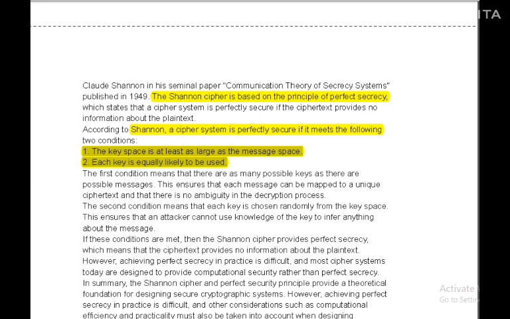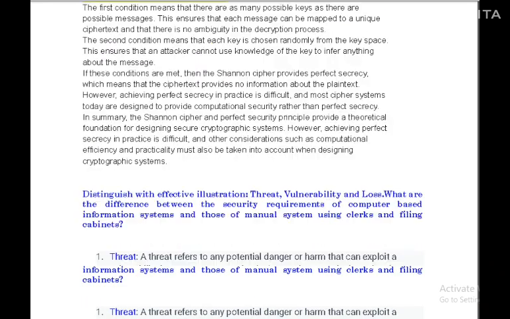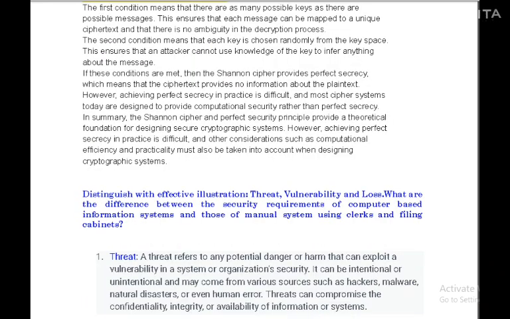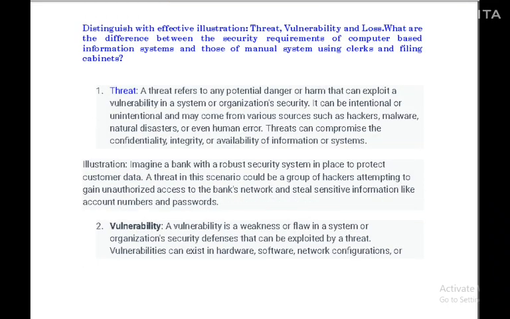So basically, it means that each key is chosen randomly from the key space, and overall, this principle says that the key used in the system should regularly change to increase the security of the system.